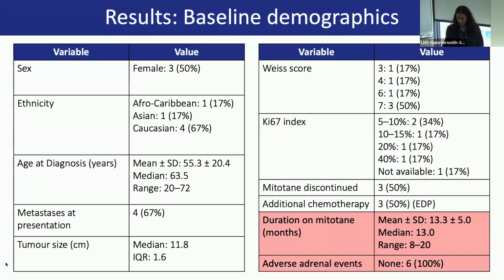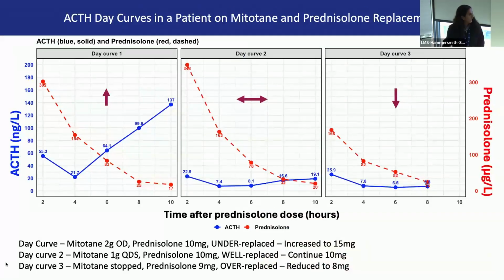So here we have 3 day curves from a patient to illustrate the concept of using ACTH in order to adjust prednisolone dosing. So in day curve 1 on the left, as before, we have time after prednisolone dose on the x-axis, prednisolone in red and ACTH in blue. So this patient was on mitotane 2 grams once daily and prednisolone 10 milligrams, but their ACTH was well above the normal range, indicating that they were under-replaced, and as such, they had their dose increased.